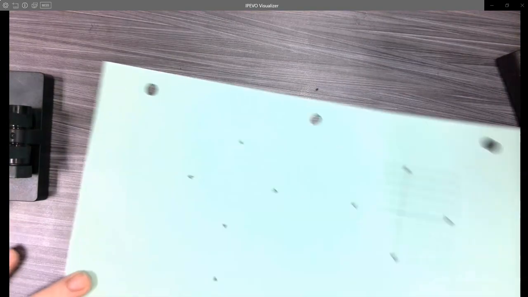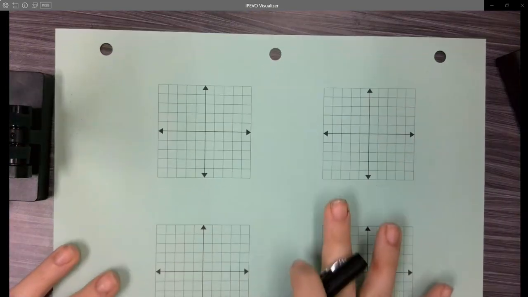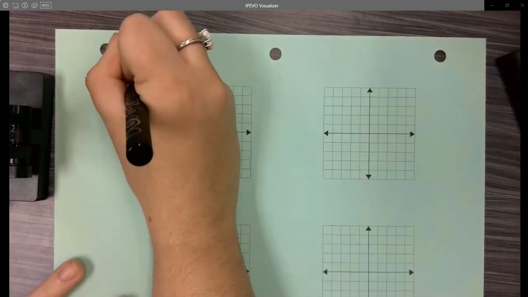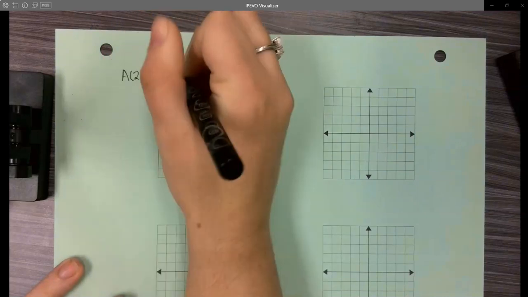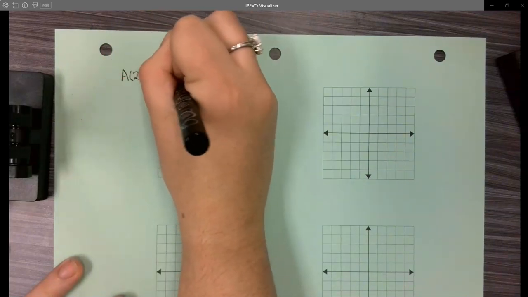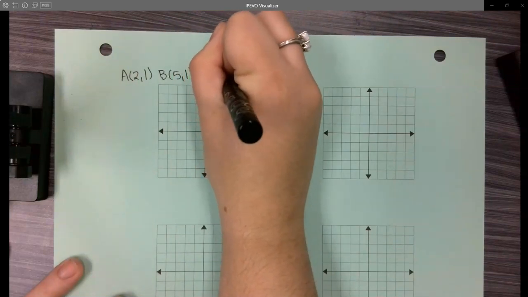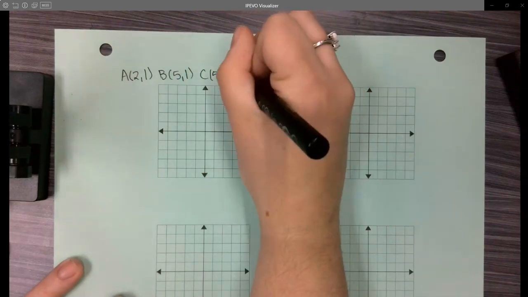So on the back side, we're going to go ahead and do some graphing to see what certain shapes are. So our first one is going to have A at (2, 1), B at (5, 1), C at (5, 3), and D at (2, 3).